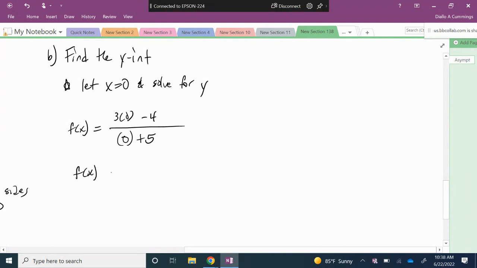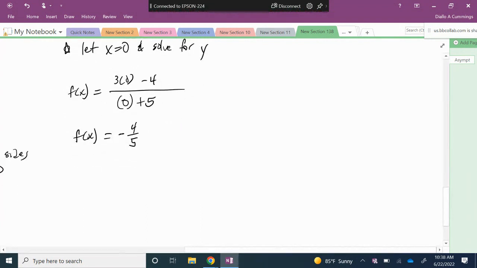So we have f of x is equal to -4/5. So just remember, in function notation, we let y equal to f of x. So I'm going to write this as y equals -4/5, right, which is the y-intercept. Or if you're asked to write it out as an ordered pair, we would have the ordered pair (0, -4/5).